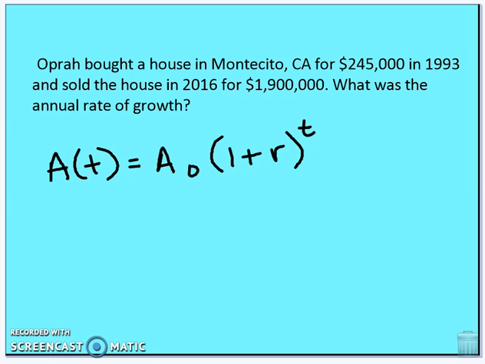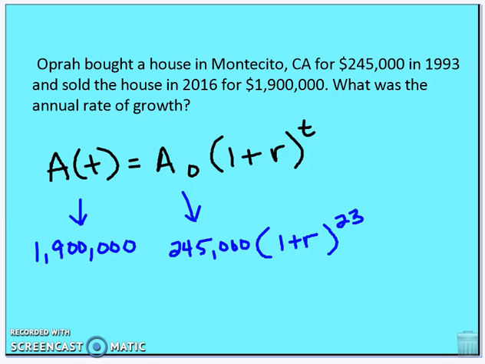We're going to work through it step by step. We're going to talk about Oprah's house in Montecito, California, which she purchased in 1993 for $245,000. And then she sold the house for $1.9 million last year. What's the annual rate, or in 2016, what's the annual rate of growth?